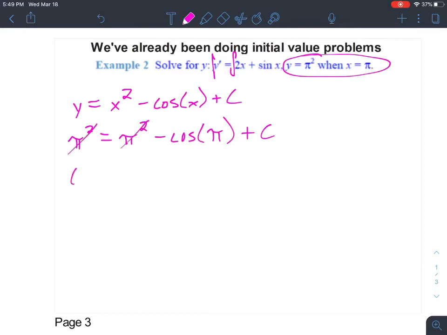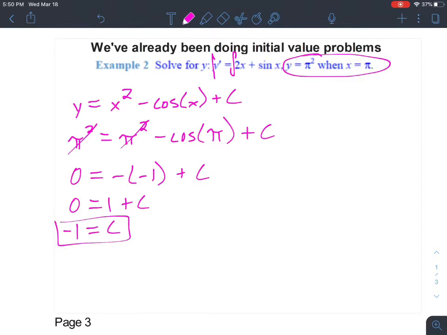I can see that the pi squared on both sides, those will just cancel. So that leaves us with 0 equals, and then if we have to do negative cosine of pi, in the unit circle, cosine of pi is negative 1. And so we are going to get 0 equals 1 plus c, and therefore c will be negative 1.